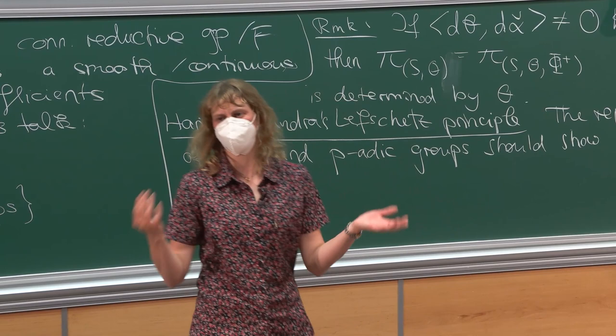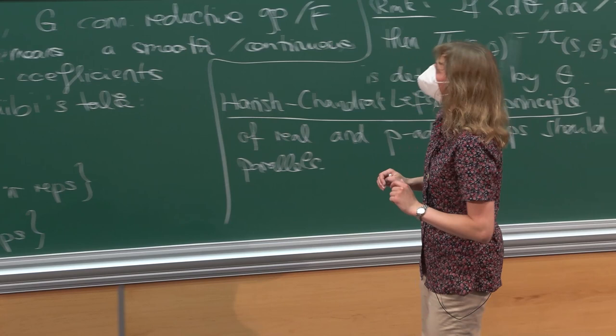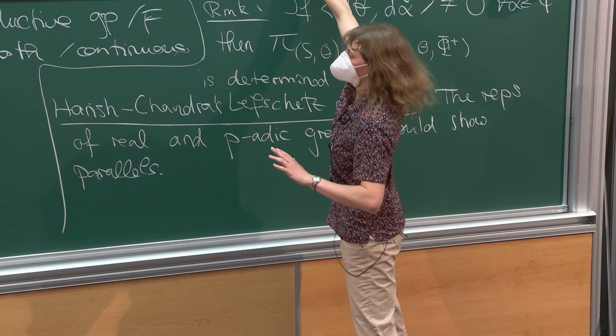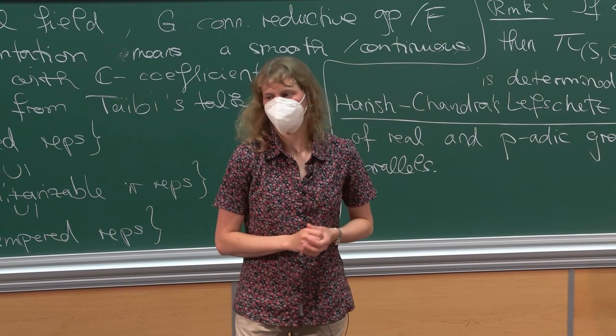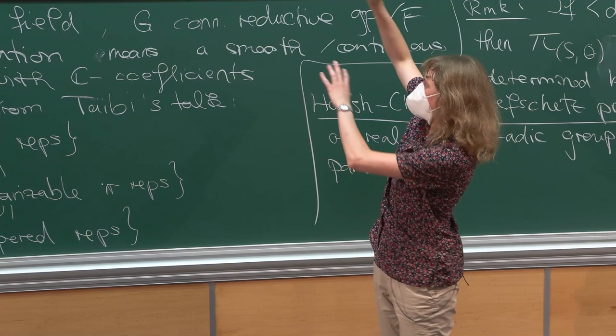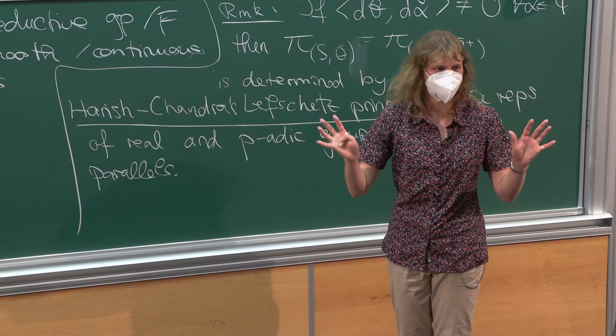So I started with the real world. In the real world, people started writing down Harish-Chandra's theory, the character formula. Harish-Chandra found all the characters, and then it took mathematicians much longer to actually construct these representations. I think Schmid has done some important work in the 70s to construct these representations that have the character that Harish-Chandra found. And I'm sure there have been many other mathematicians working on that as well.